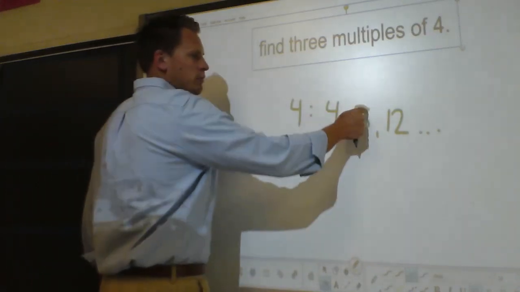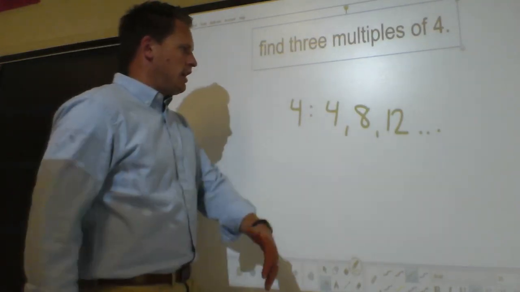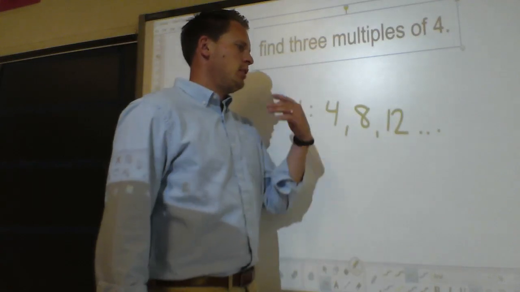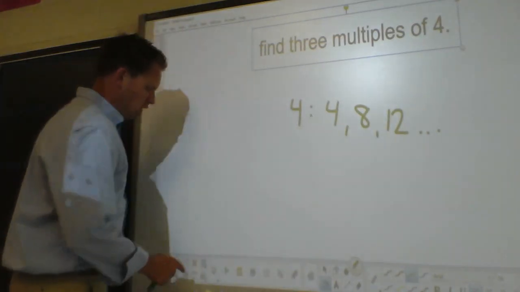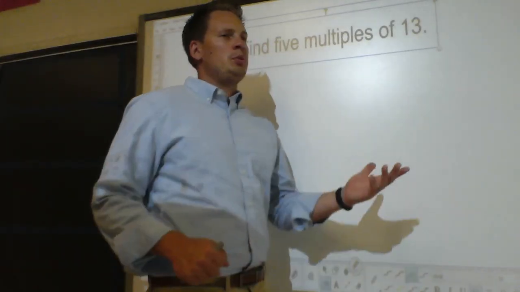4 times 1, 4 times 2, 4 times 3. Did I have to find those 3? No. Could I have done 16? Could I have done 40, 400, 4,000, 40,000? Absolutely. All would work. Next one says to find 5 multiples of 13.